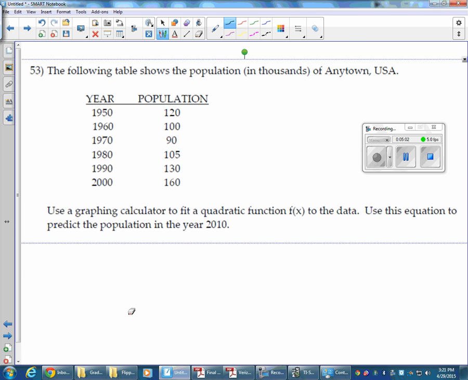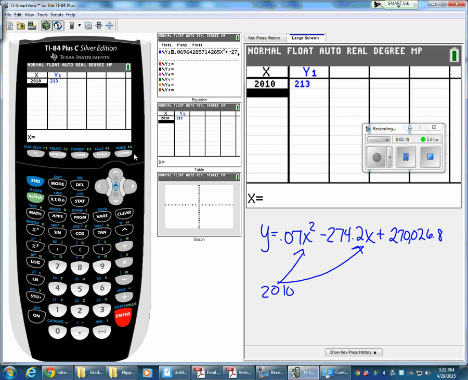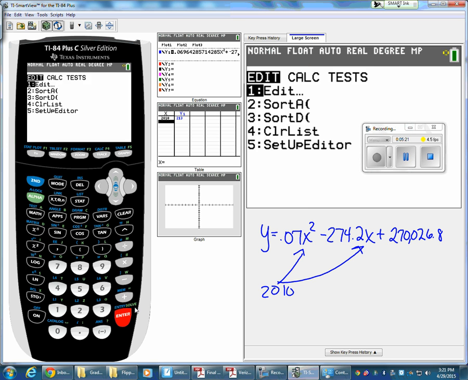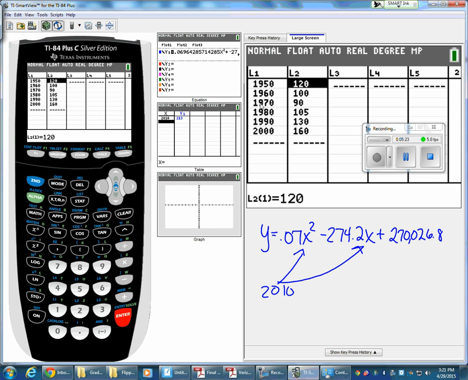53, use a graphing calculator to fit this data to a quadratic function and use the equation to predict the population in the year 2010. So in your calculator, you're going to want to put this in L1 and this in L2. So go to Stat, Enter, and all of the year data is in L1 right now. All of the population data is in L2.